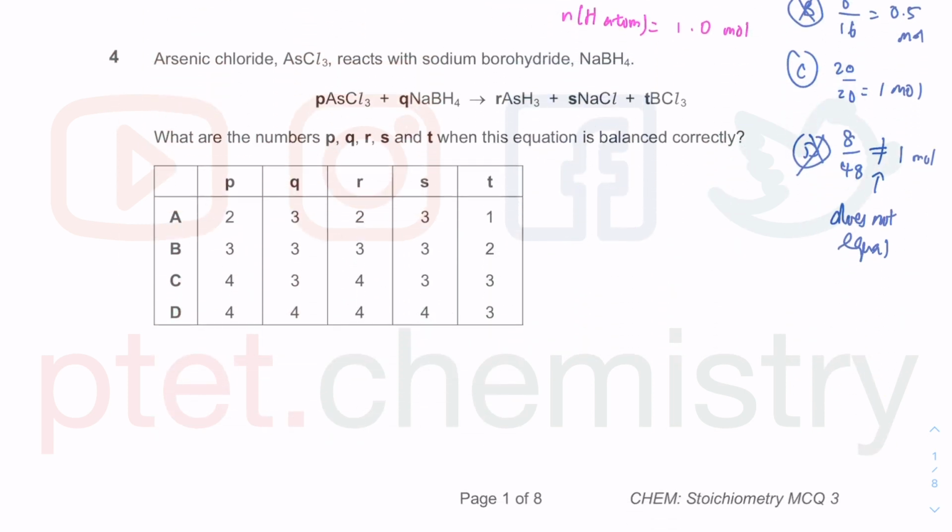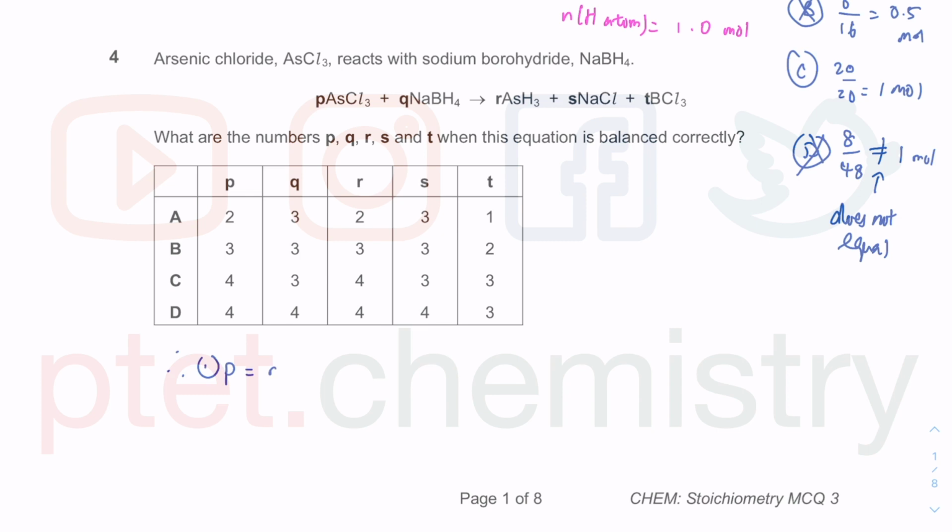Question 4, so we have a balancing equation here. A little bit of algebra, because if you know how to balance the equation with numbers, then you can think about it: if there are P arsenic and there's no other arsenic, then P arsenic must be equal to R arsenic, because 1 times R equals P times 1. So therefore, my first piece of information is P is equal to R.